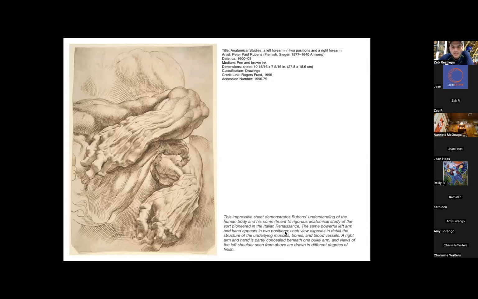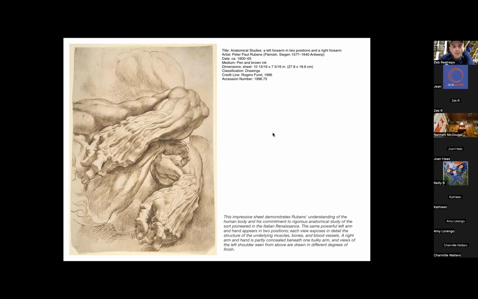This impressive sheet demonstrates Rubens' understanding of the human body and his commitment to rigorous anatomical study of the sort pioneered in the Italian Renaissance. The same powerful left arm and hand appears in two positions. Each view exposes in detail the structure of the underlying muscles, bones, and blood vessels. Okay, you can really get into the details of the cross-hatching and hatching, which is exceptionally done here by Peter Paul Rubens in this pen and brown ink.